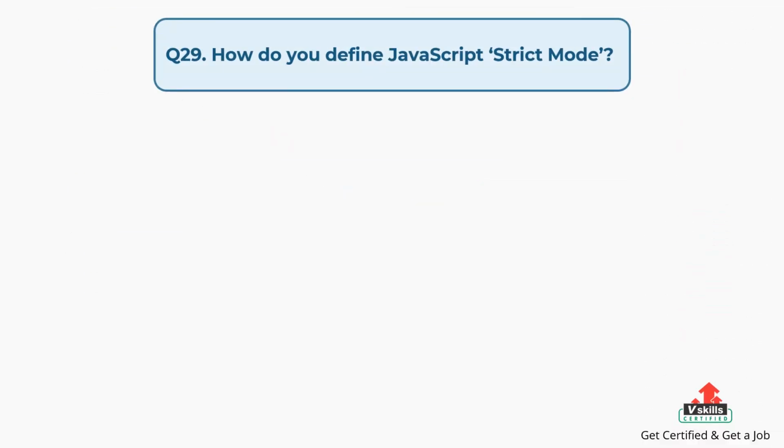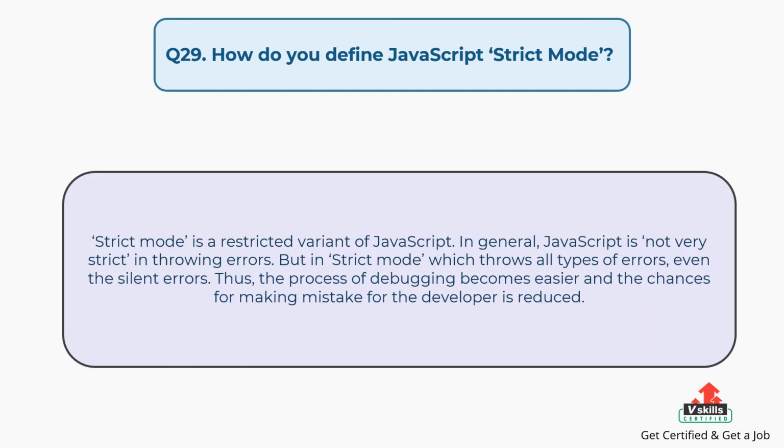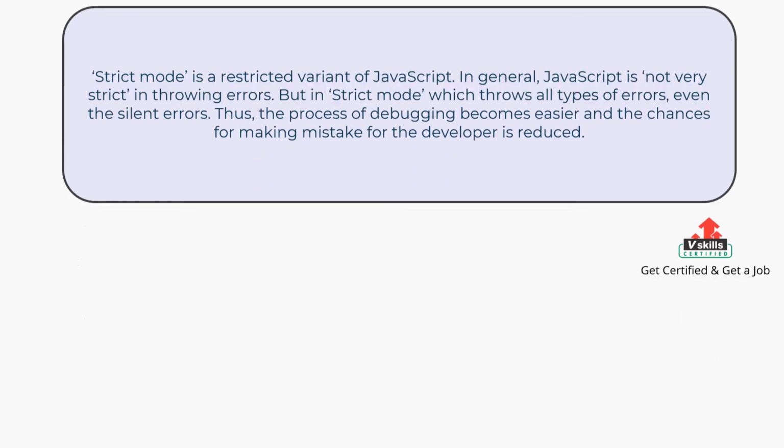Question number 29, how do you define JavaScript strict mode? The answer is: strict mode is a restricted variant of JavaScript. In general, JavaScript is not very strict in throwing errors. But strict mode throws all types of errors, even the silent errors. Thus, the process of debugging becomes easier and the chances of the developer making mistakes are reduced.